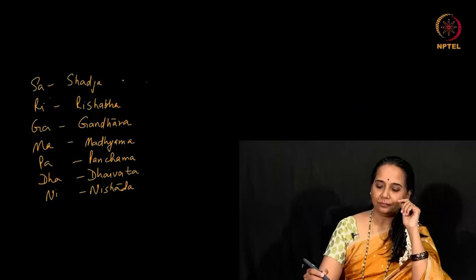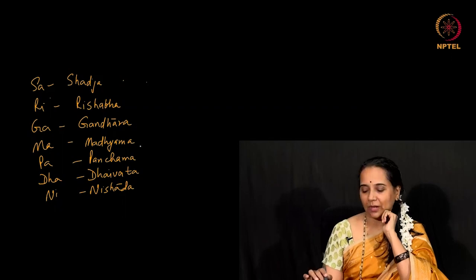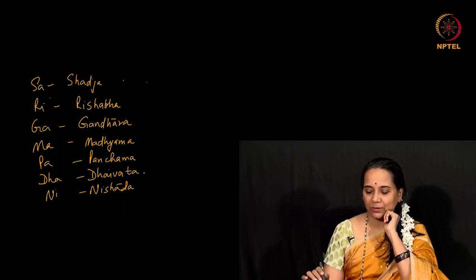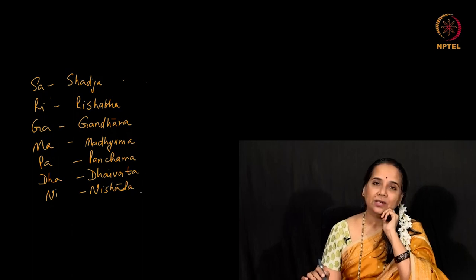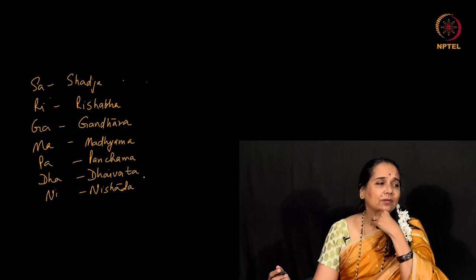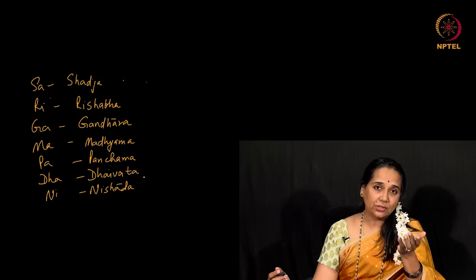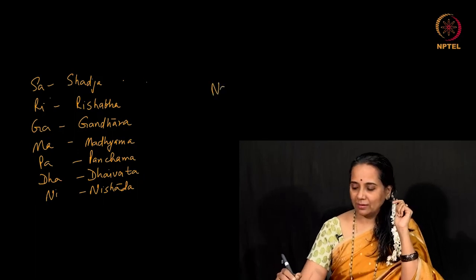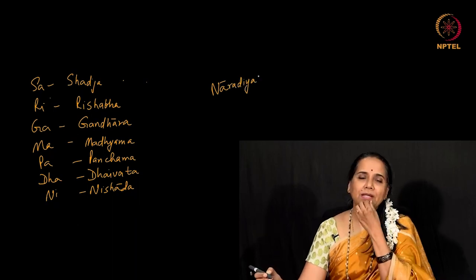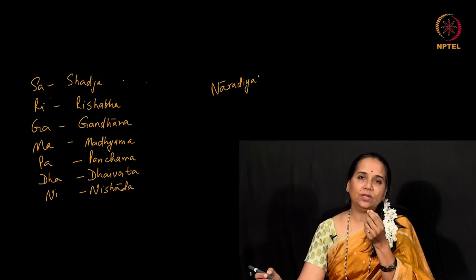So, Sa is Shadja, Ri is Rishabha, Ga is Gandhara, Ma is Madhyama, Pa is Panchama, Dha is Dhaivata, Ni is Nishada. So, these are names, and these names are found in ancient treatises like Naradiya Siksha, which is an early treatise that is concerned with the phonetics of chanting of the Vedic hymns.